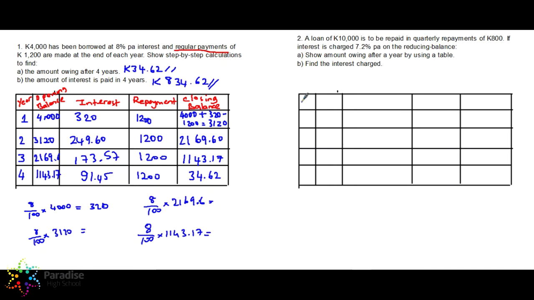Now, in this question, your repayment is quarterly. That's why I'm going to write here quarter. So this is quarter. This is the same opening balance. You need to memorize this. Opening balance. And the next column is, what is that? Interest. And the next column is repayment. Next column is closing balance.